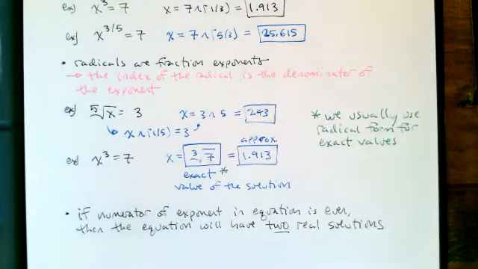So this is an extra thing that we have to remember about solving equations with exponents. If the numerator of the exponent in the equation is even, then the equation will have 2 real solutions. That is, if when you're solving, the exponent in your solution has an even denominator, then we'll have two solutions.